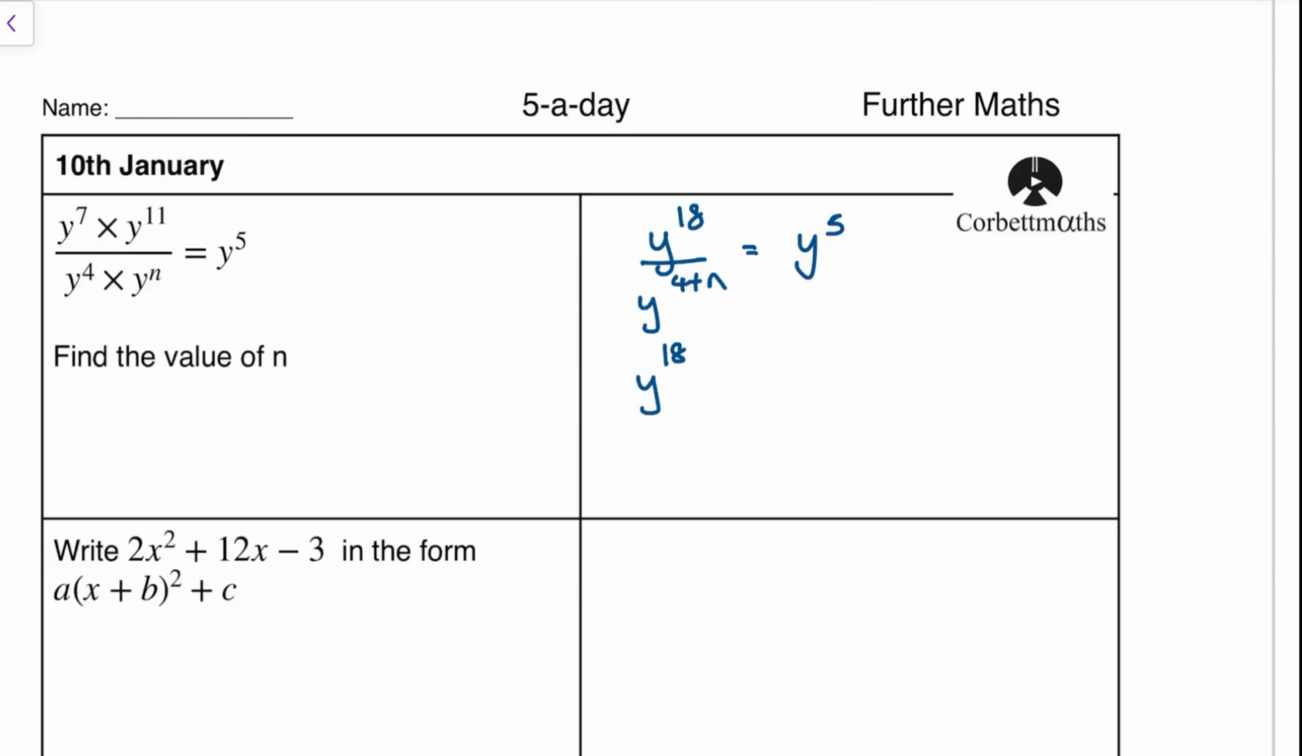Let's write that slightly neater so you can read it. 18 minus 4 minus n equals y to the 5. The bases are the same, so I can get rid of them, basically. So 18 minus 4 is 14. 14 minus n is 5. 14 minus what is 5? That tells you that n is going to be equal to 9. First question done. Well done if you got that.